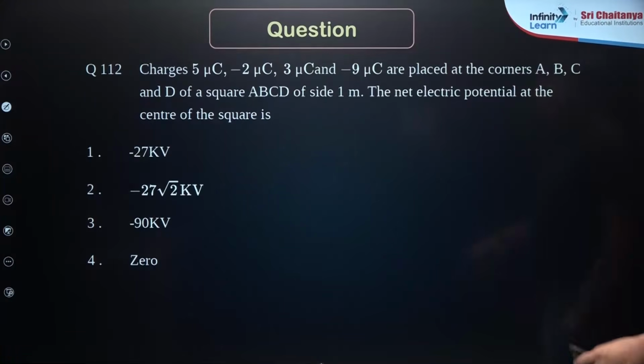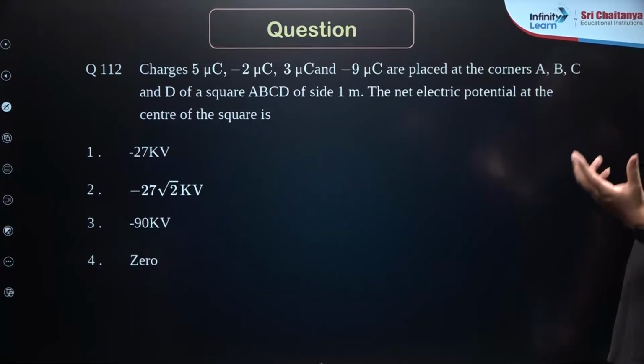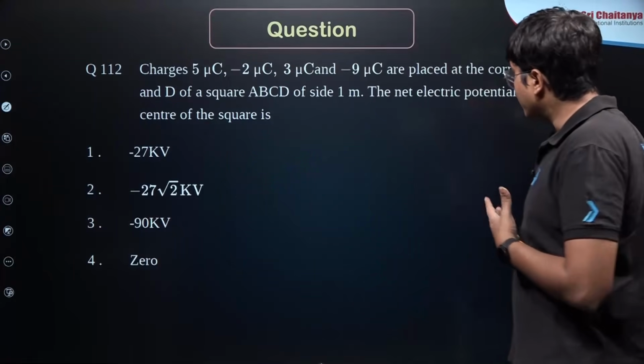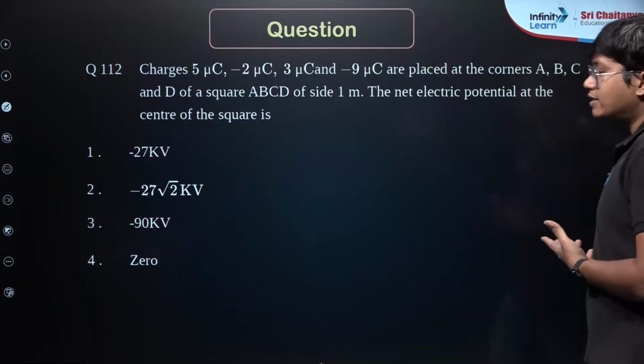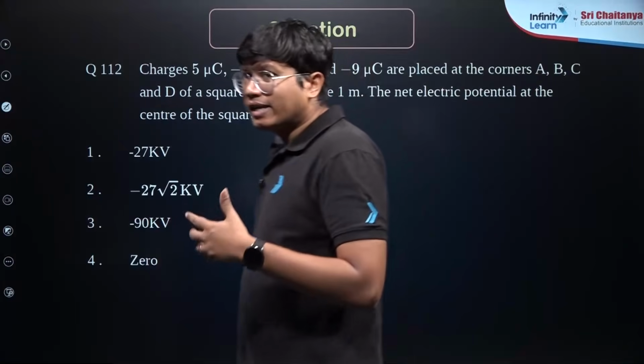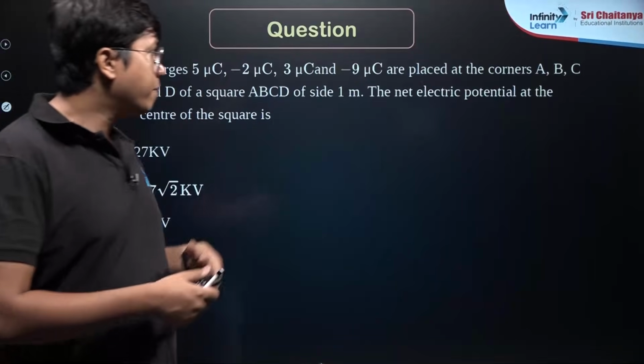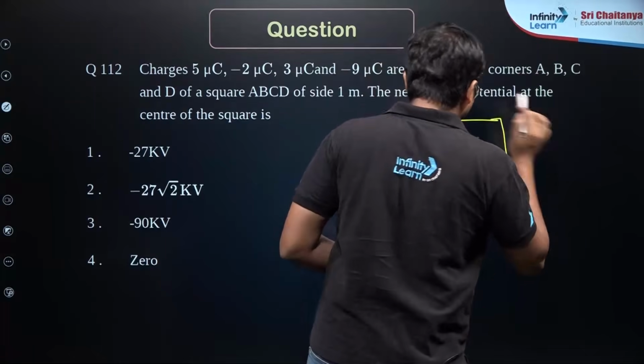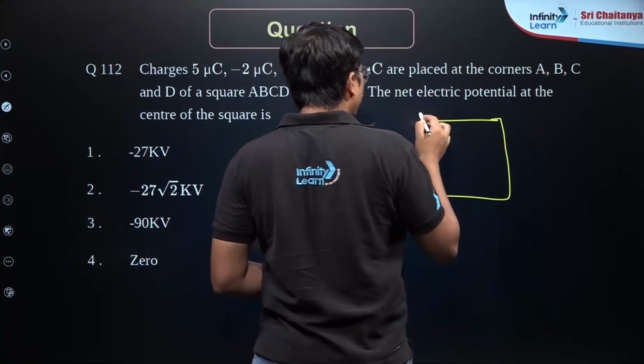Okay. Next one, you have the charges 5 microcoulomb, minus 2 microcoulomb, 3 microcoulomb and minus 9 placed at the corners A, B, C, D of a square of side 1 meter. Net electric potential at the center of the square is. Don't go into detailed calculation with angles and all that because you're talking about potential. If it's potential, like just for explaining purposes, I'll show it to you. You should technically do it mentally.